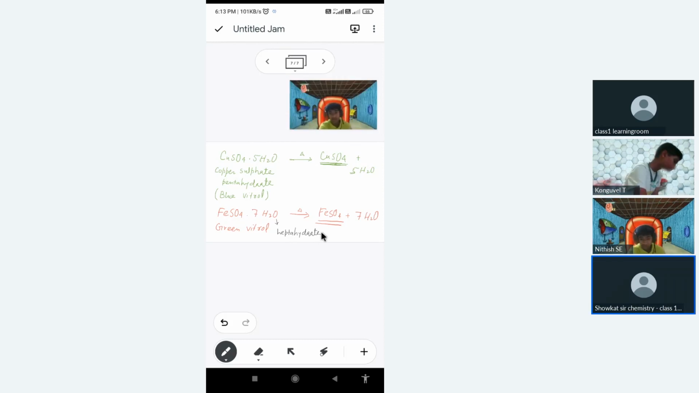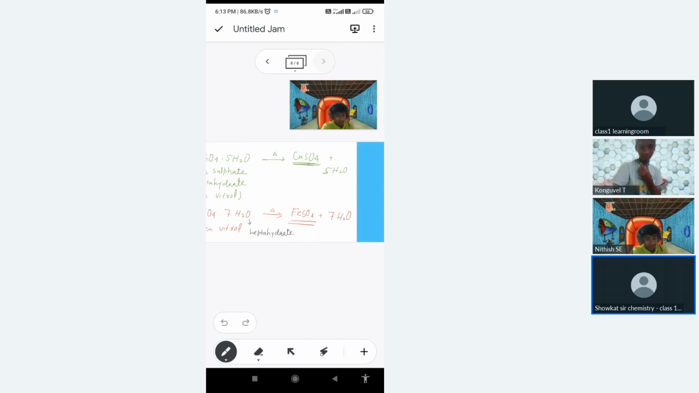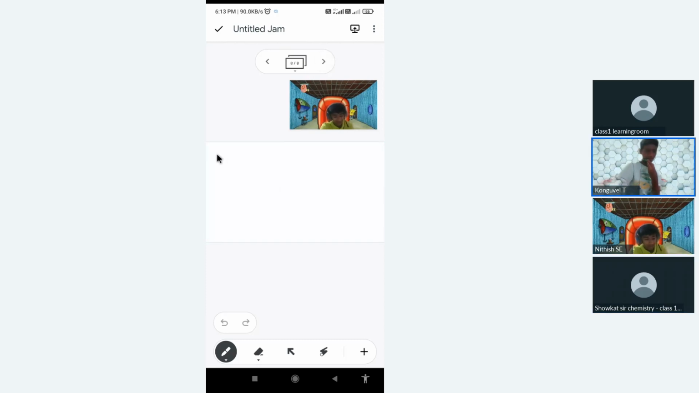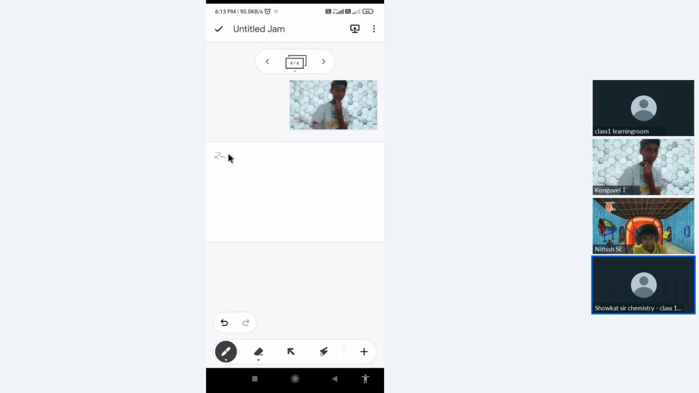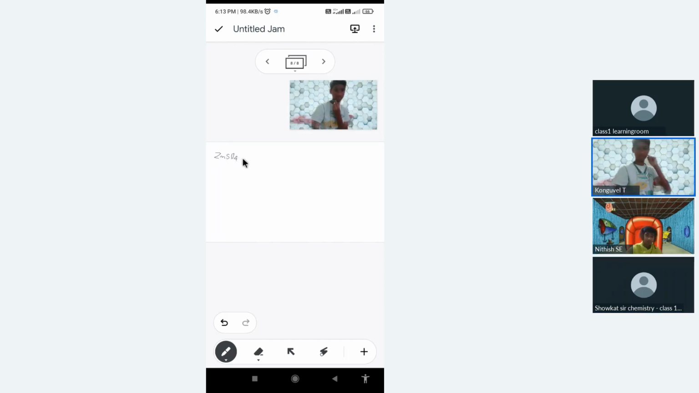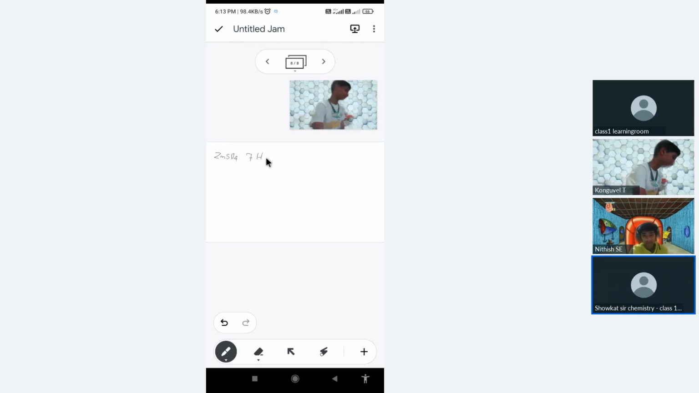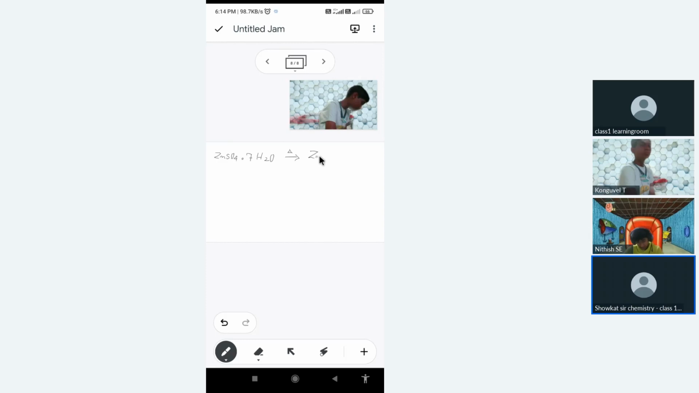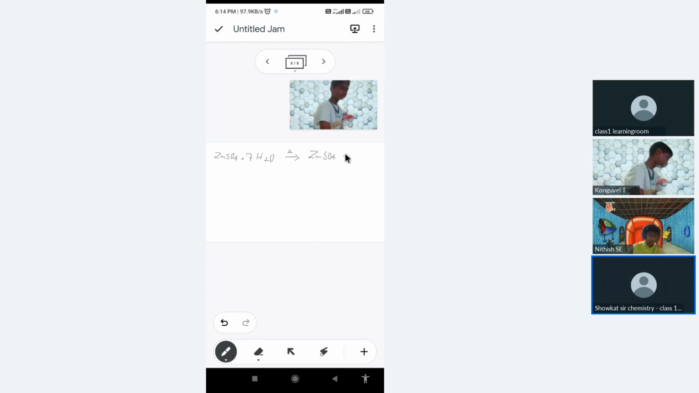Okay, then let's give another example. Can you tell me what is white vitriol? Blue vitriol is copper sulfate pentahydrate. Green vitriol is iron sulfate. Then what is white vitriol? Is it aluminum? This is zinc sulfate heptahydrate, that is your white vitriol. So when it is heated, it gives you the zinc sulfate, and we also get here 7 times water. So this was your white vitriol, right?